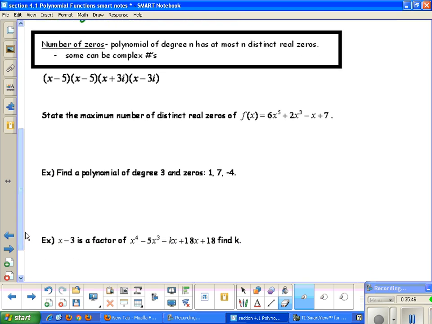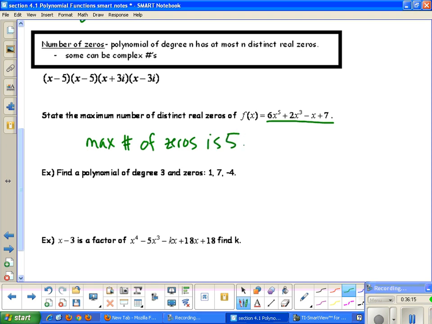Let's go to state the maximum number of distinct real zeros for this polynomial function. So if I have a polynomial function, how do I tell the distinct zeros? I look at the degree. In this case, I have a polynomial of degree 5. Because it's degree 5, I know that the maximum number of real zeros would be 5 because the degree is 5. So whatever degree your polynomial equation is, that's at most how many zeros you can have.